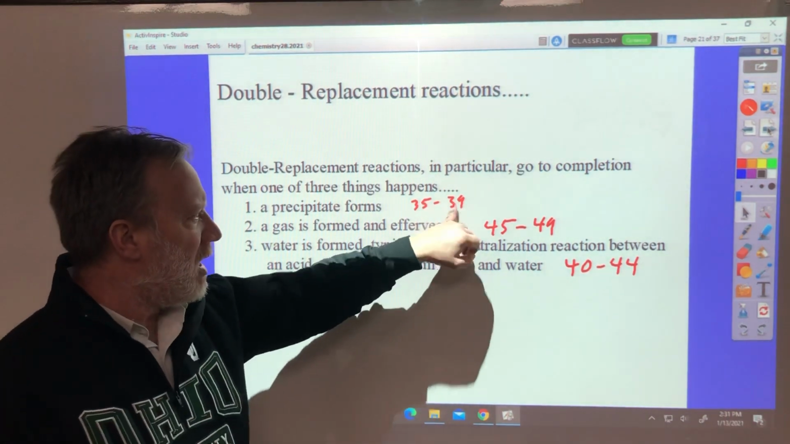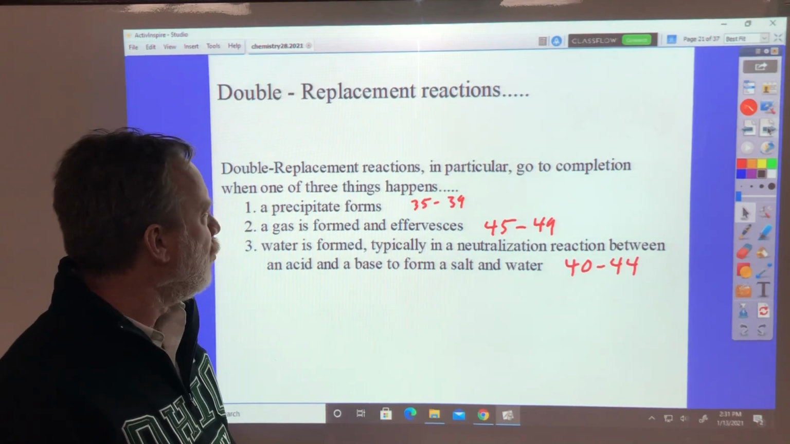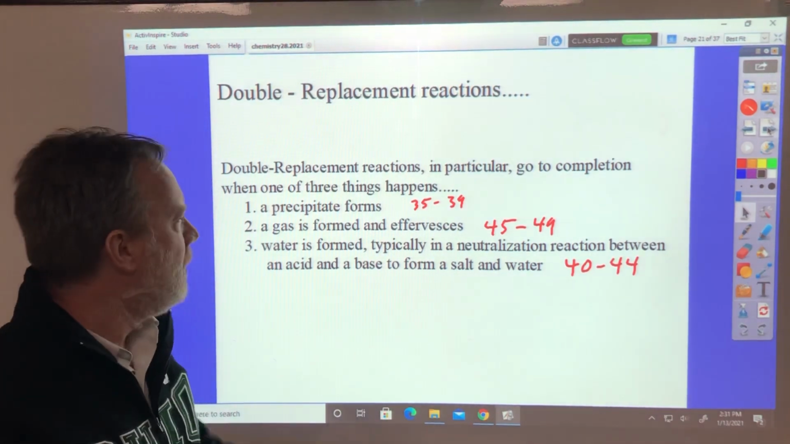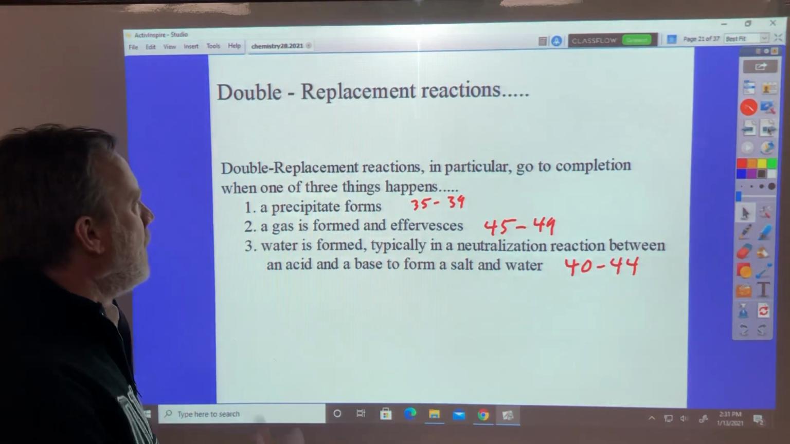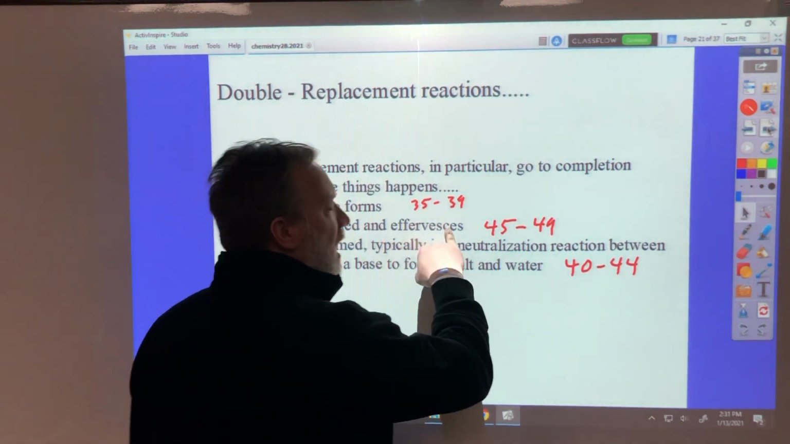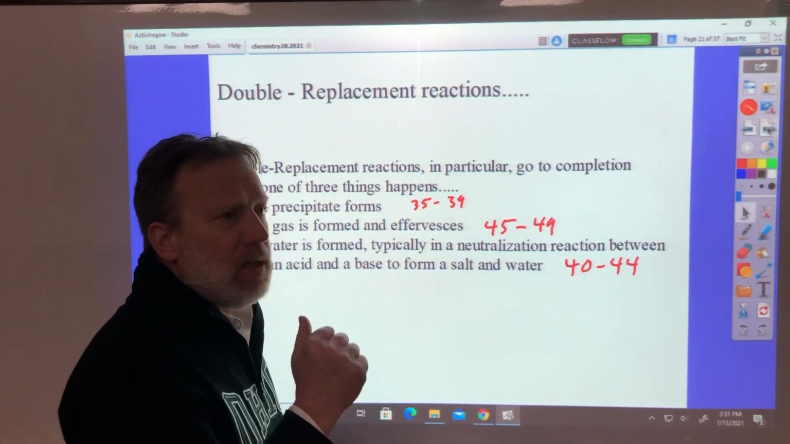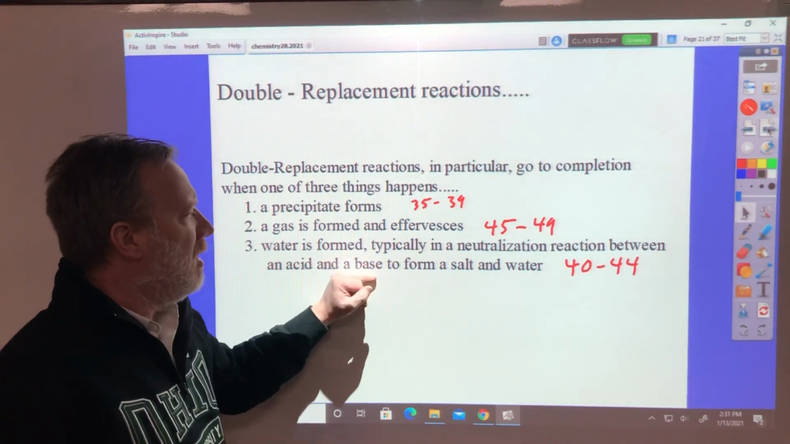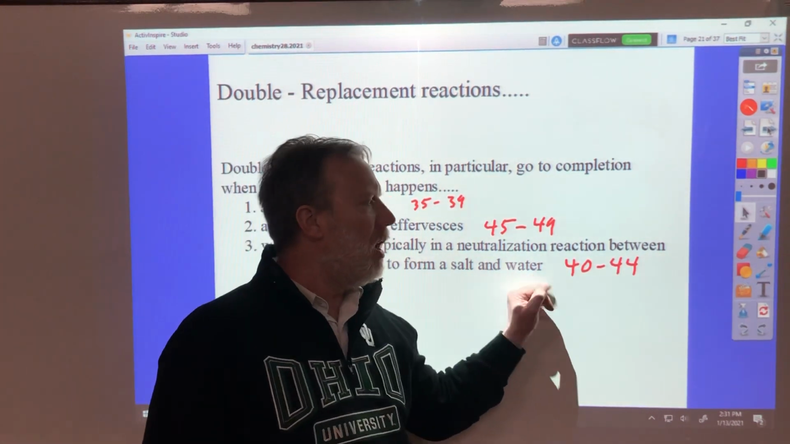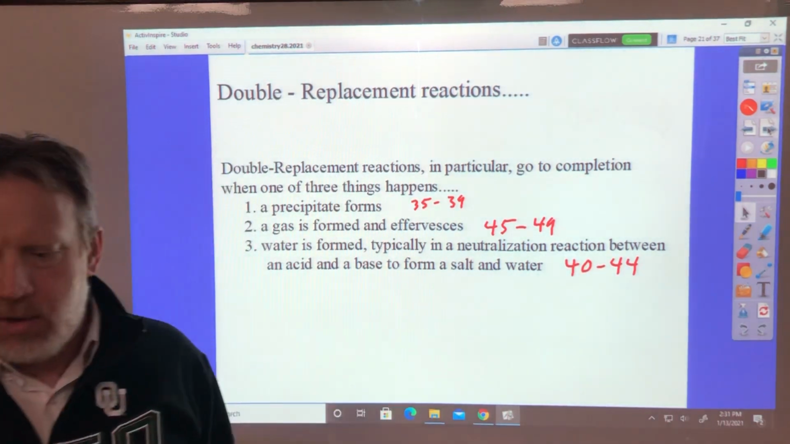38, 35 to 39 for. These aren't page numbers. I'm not sure why this says this. Probably numbers 35 to 39. That makes more sense. If a gas is formed and you get effervescence, probably problems 45 to 49, those go to completion. And if you do a neutralization between an acid and a base, and you're going to form a salt and water, problems 40 to 44, it looks like, does go to completion.